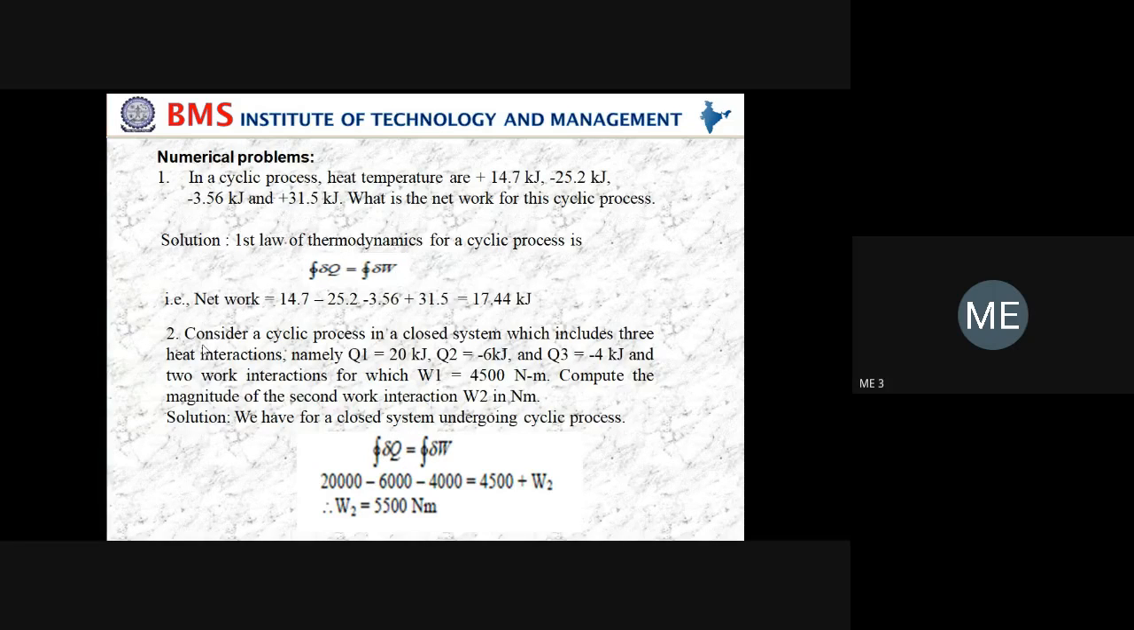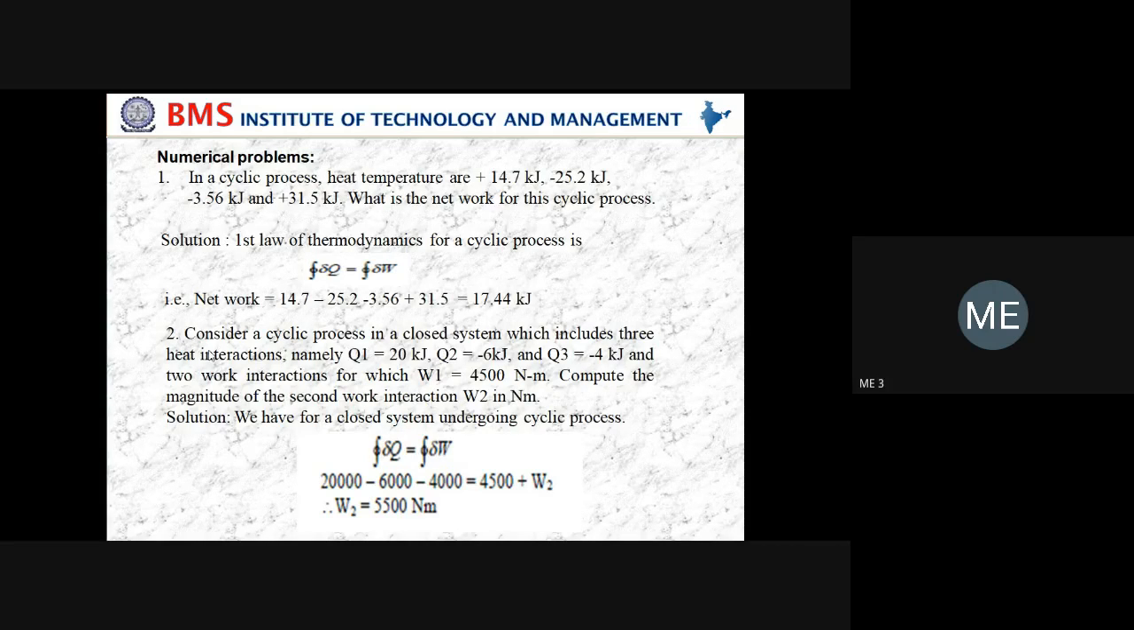Whenever heat is added to the system, you have to take it positive. Whenever heat is transferred from the system, you have to take it negative. Work done on the system is negative. Work done by the system is positive. These are the sign conventions you should remember. If you do plus and minus wrong, your entire problem will become wrong, because even though it is a very simple process, everything depends upon the sign convention.